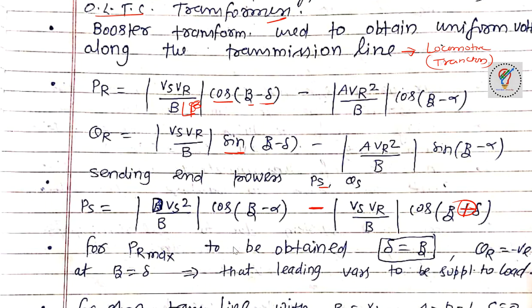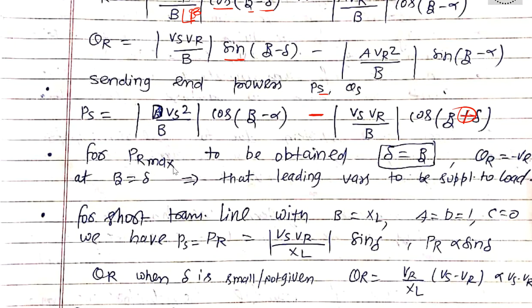Now, maximum receiving end power can be obtained when delta is equal to beta. Delta is nothing but the load angle, and beta is nothing but the impedance angle. QR is equal to minus QL here, a negative sign, at beta equal to delta. As we discussed earlier, the load angle is equal to the impedance angle. At this condition, the receiving end reactive power QR should be negative, which means leading VARs have to be supplied to the load. The QR will be negative.